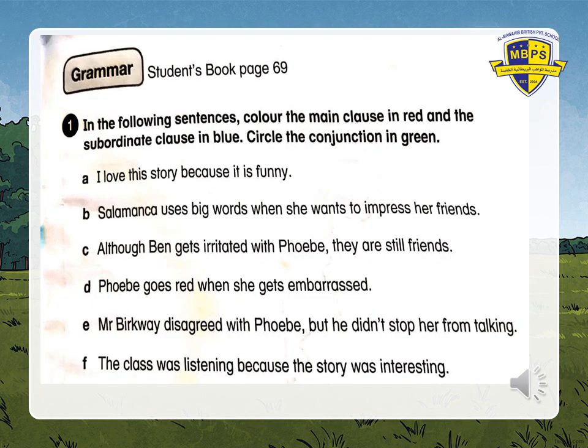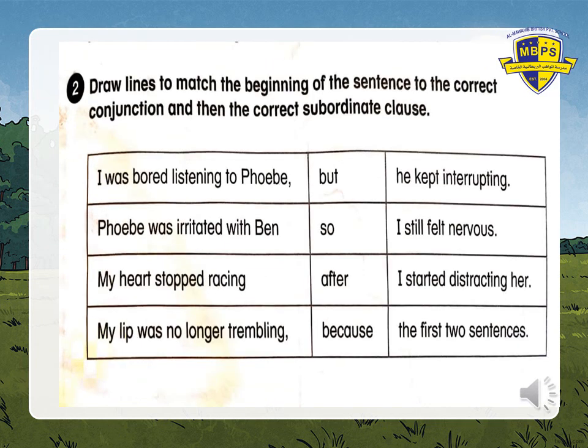Students, it's your turn now. That's the page of your workbook, page number 39, question number 1. What you have to do is color the main clauses in red and the subordinate clauses in blue. Circle the conjunction in green. Question number 2 is you have to draw lines to match the beginning of the sentence to the correct conjunction and then to the correct subordinate clause. So these are the two tasks you have to do.